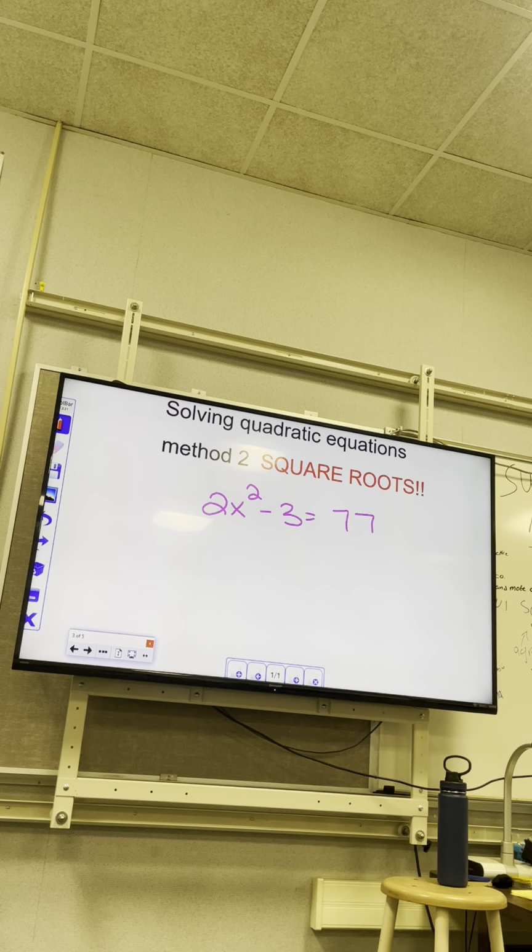Okay, here we go. I'm gonna add the 3, so I get 2x squared equals 80. Divide by 2, divide by 2. So here's where I'm at: x squared equals 40. Now, at this moment, this is where our friend the square root comes in. So I'm going to bring in the square root, both sides. Now I'm going to do it up here because I'm running out of room. So I'm going to get x equals the square root of 40.